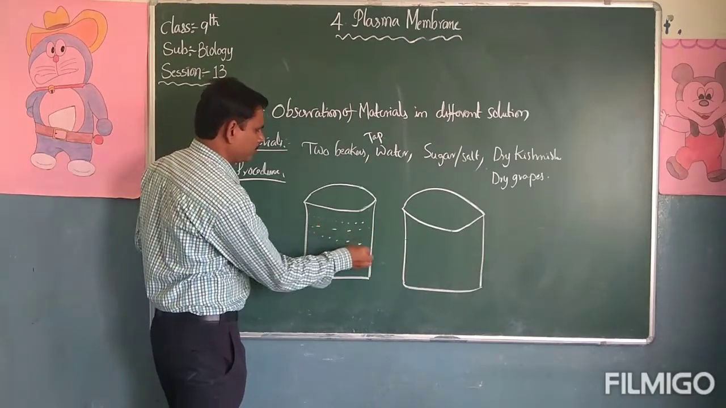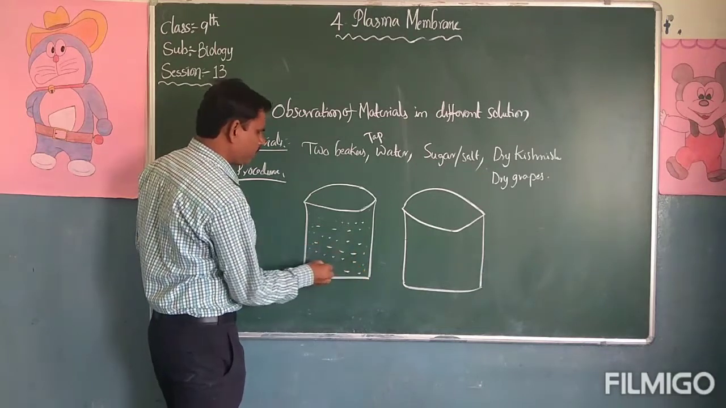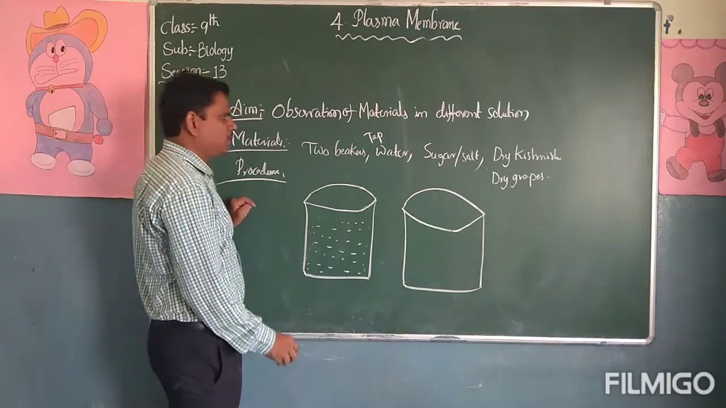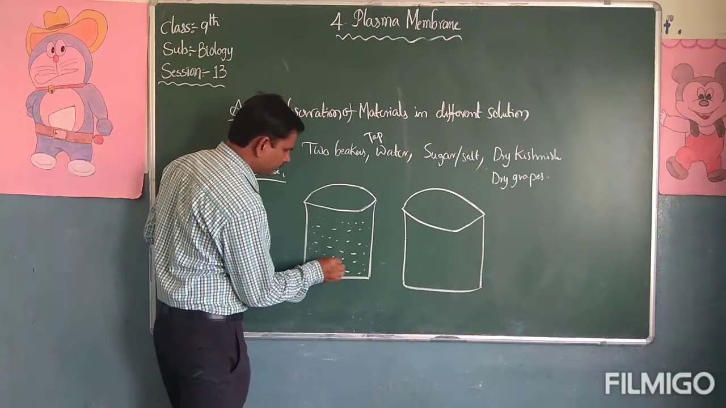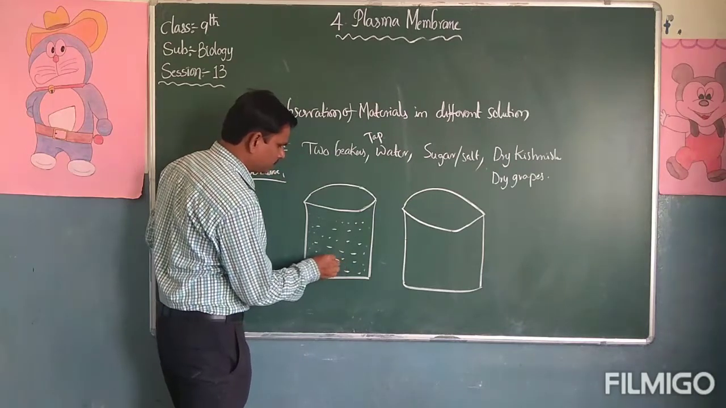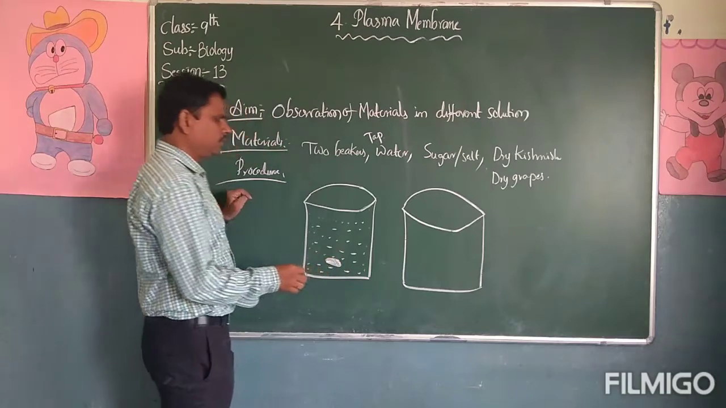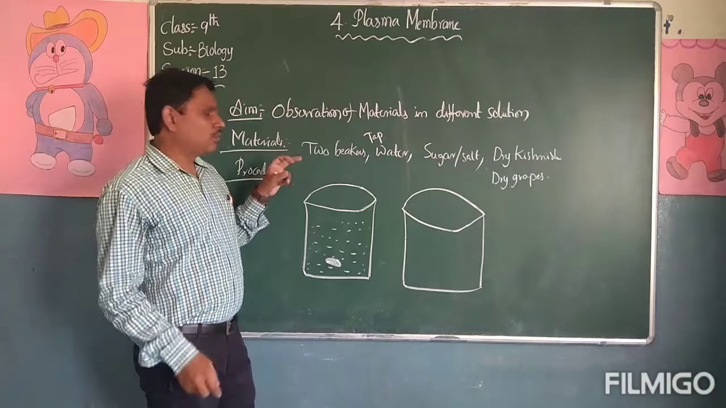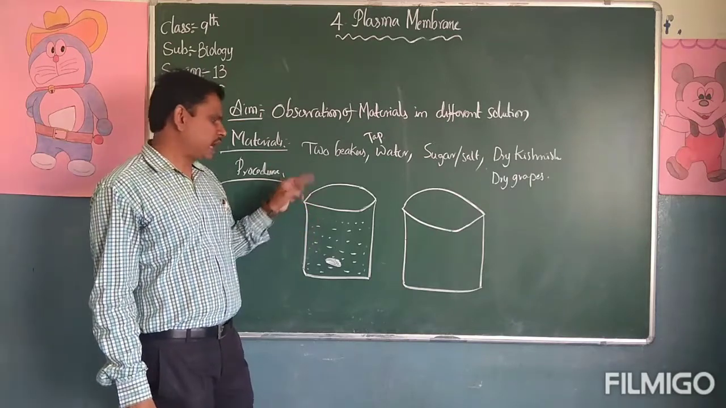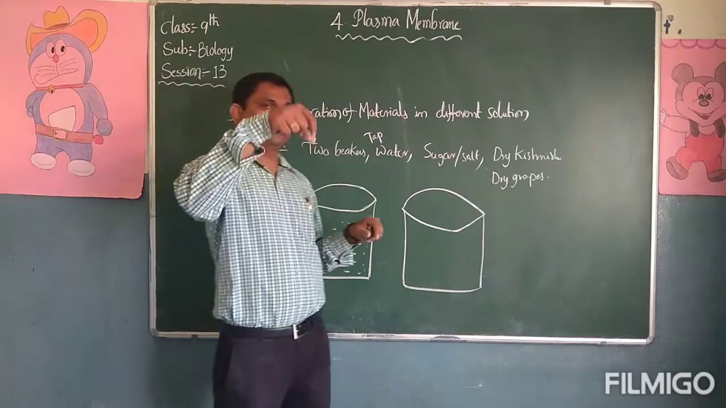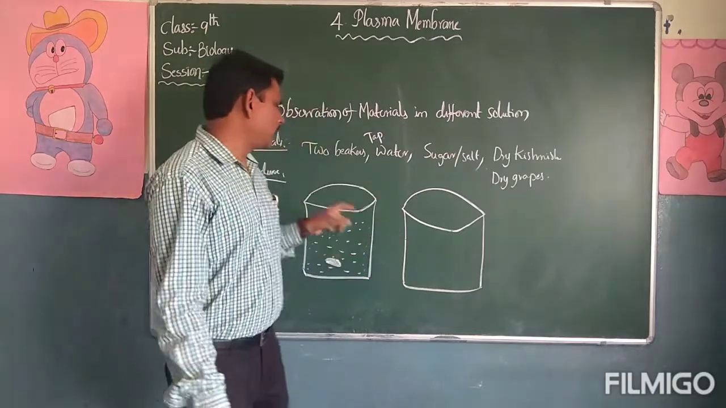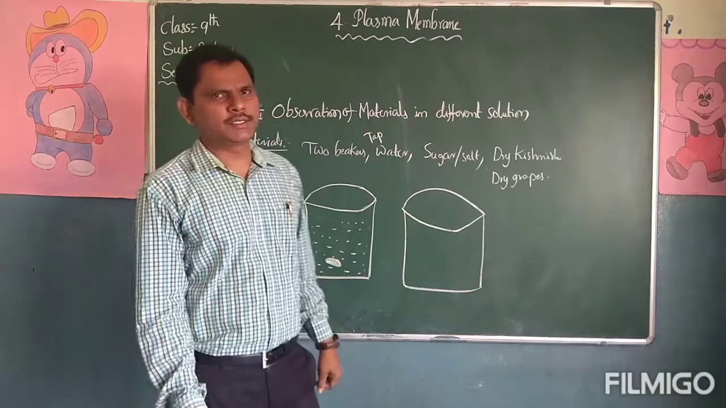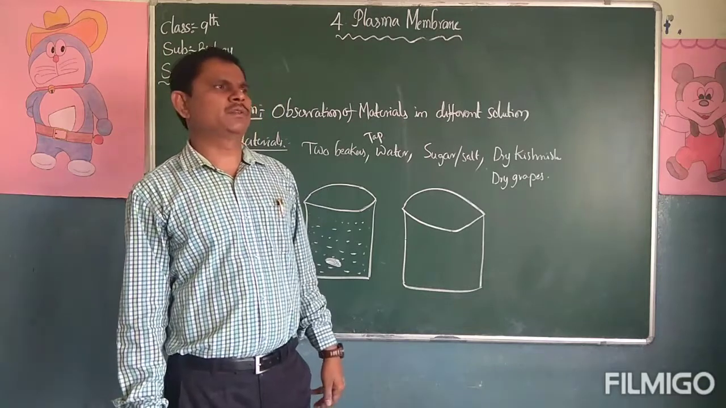Come to the procedure. Take a beaker containing tap water. You have to keep dry grapes, or dry kismis, into the water. Let it be for 2 to 3 hours.